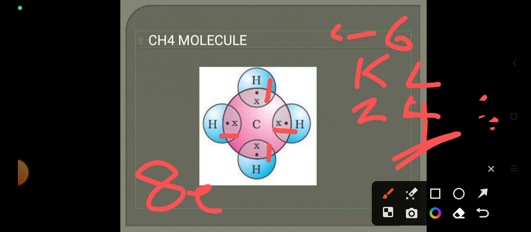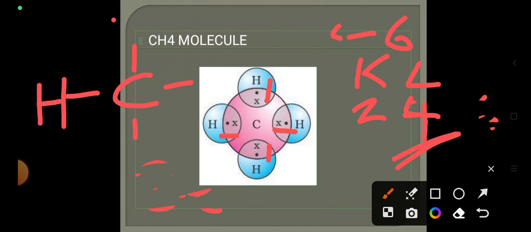So it is CH4. This is the electron dot structure, and when you represent it in the form of a structural formula, carbon is going to be the central atom, with 4 bonds around carbon, and then 4 hydrogens around the central carbon. So this is how we'll draw the structural formula for methane.